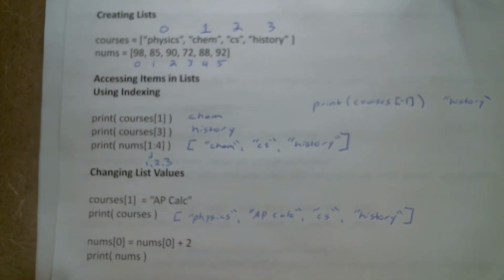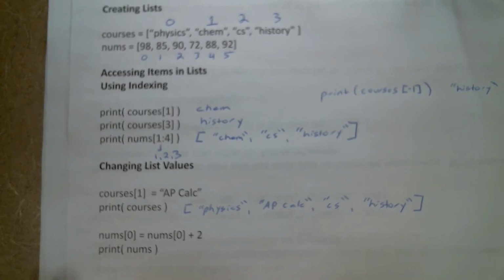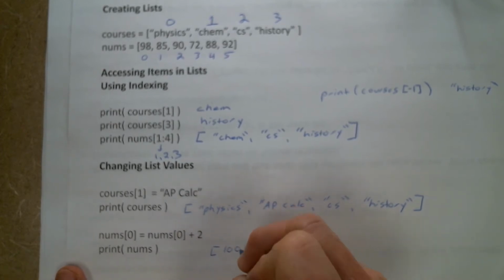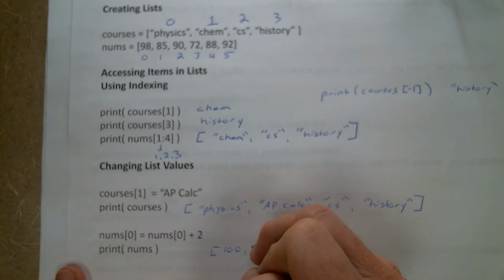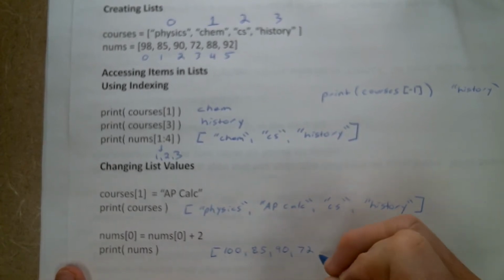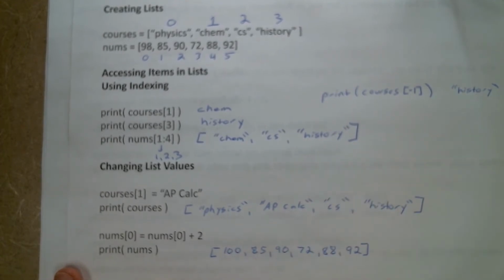All right. And then the same thing here, kind of showing this number 1. So if I were to say nums of 0 equals nums of 0 plus 2, I'm just changing that very first element, and everything else would stay the same. So the 98 would go up to 100, but the rest of the list would be unaffected because I didn't access those individual elements.